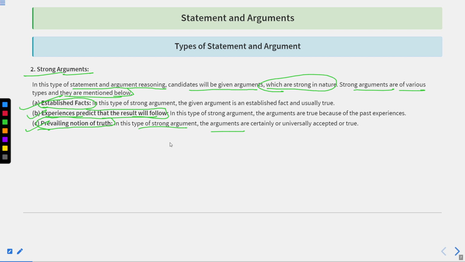My dear students, I suppose you have understood what exactly a strong argument is and what exactly a weak argument is. Whenever we solve questions related to statements and arguments, please keep in mind that we have to follow the strong argument and neglect the weak argument of the premise or the proposition that has been provided. So my dear students, this was what we studied in our previous video.